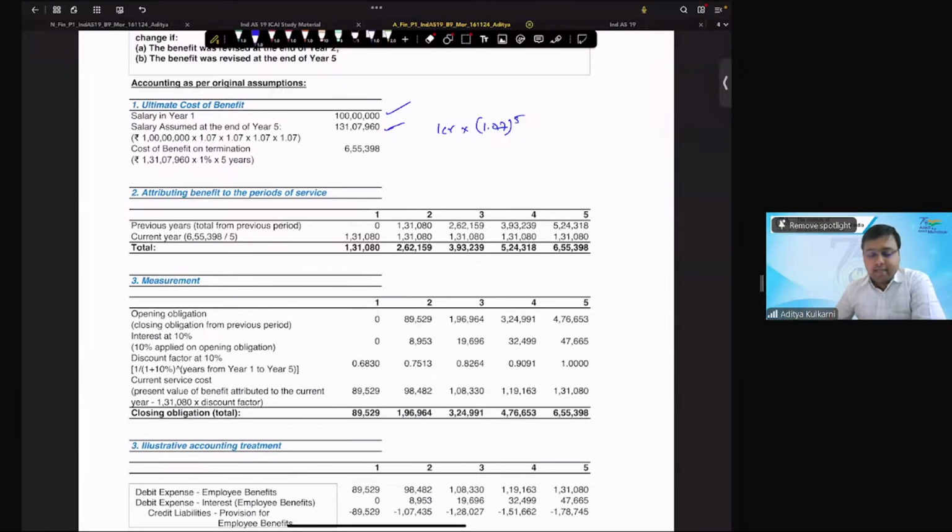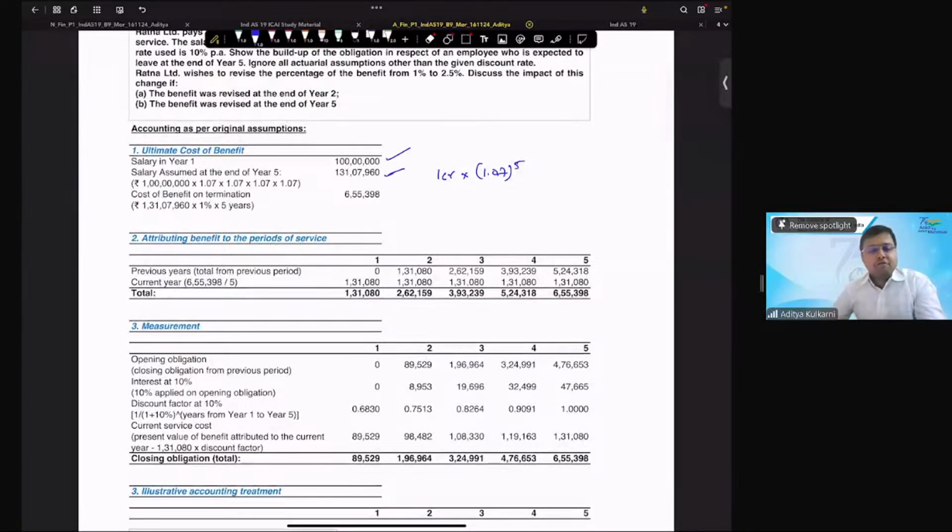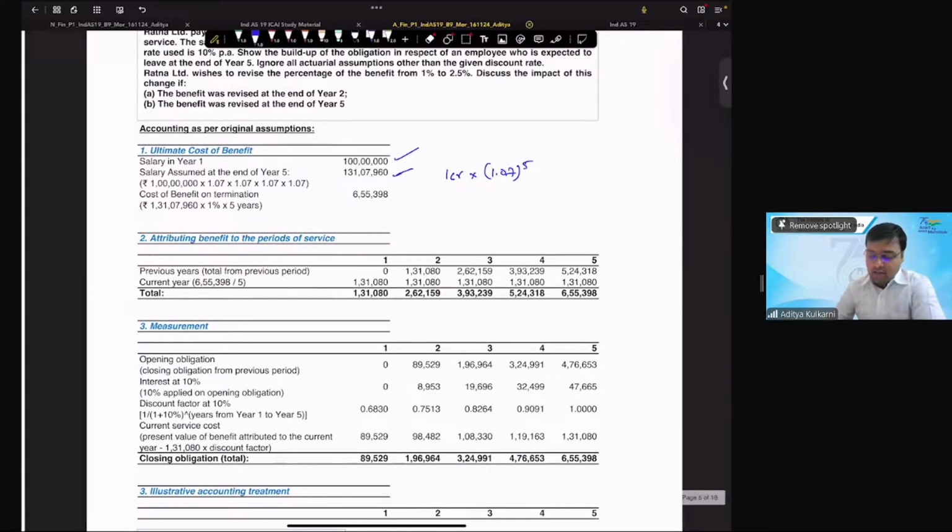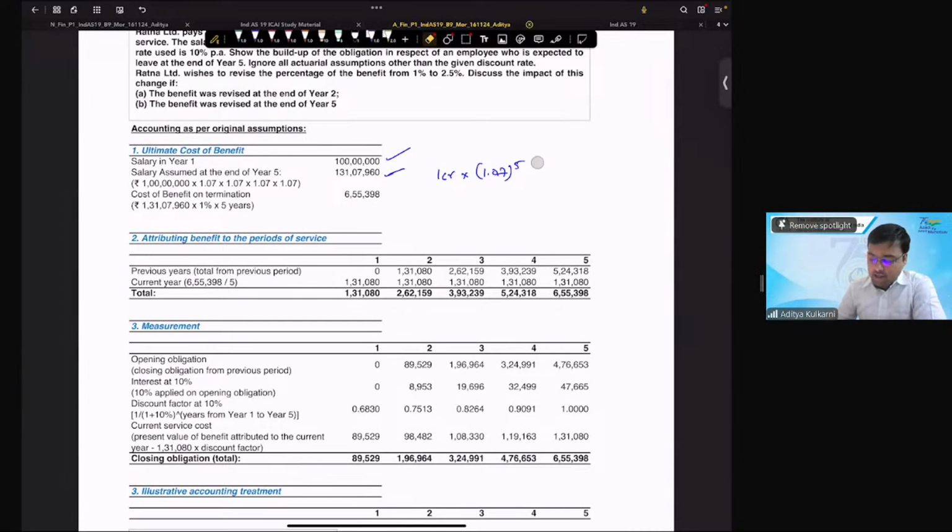7% year on year increase. So at the end of first year, your salary is 1 crore. Second year, it will be 1.07 for the first time. Then third year will be for the second time. Fourth year, fifth year. So 1.07 raised to 4 it should be and not raised to 5. Okay, this is a very common mistake that students do in the exam hall under stress. Okay, so just be very alert when you get such questions.